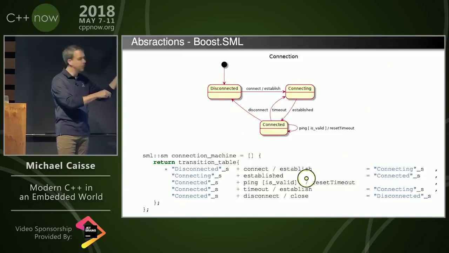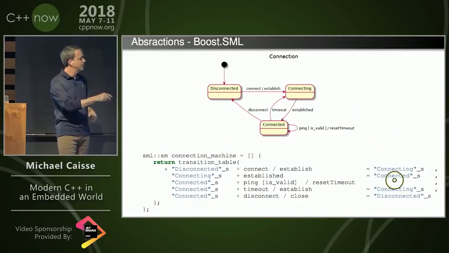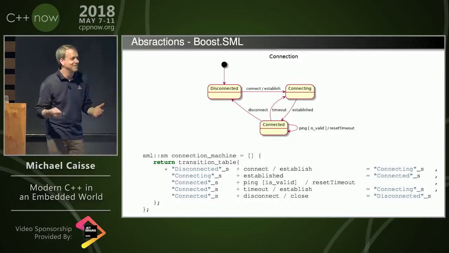I can look at a table and realize that, oh, I'm going to move from the connected state. If there's a ping, is valid as the guard, it's going to do this reset timeout. Oh, it has no destination, which means that it's itself. The one below it is when there's a timeout event, it's going to actually run established, and it's going to move to the connecting state. This is a really nice way to write a state machine, right?